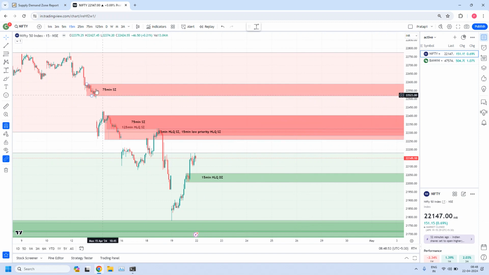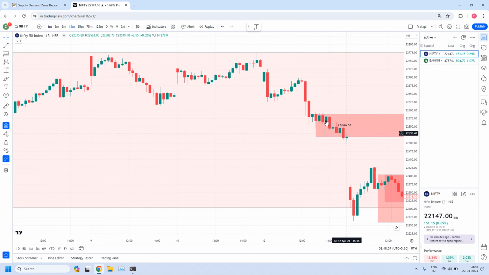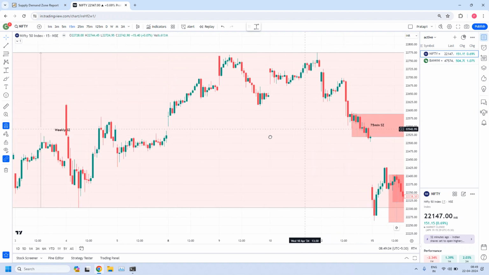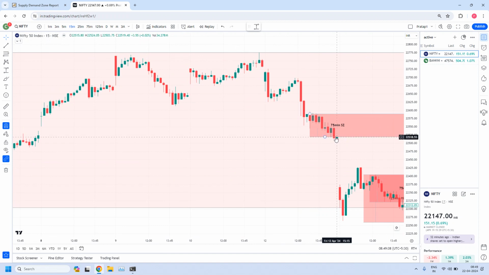This 75 minutes fine-tuned zone also, I am not really convinced. Not good structures are available here. Maybe this 75 minute zone also might be violated easily. That possibility is there. At present there is only drop, base, drop. This is the valid 15 minute zone.